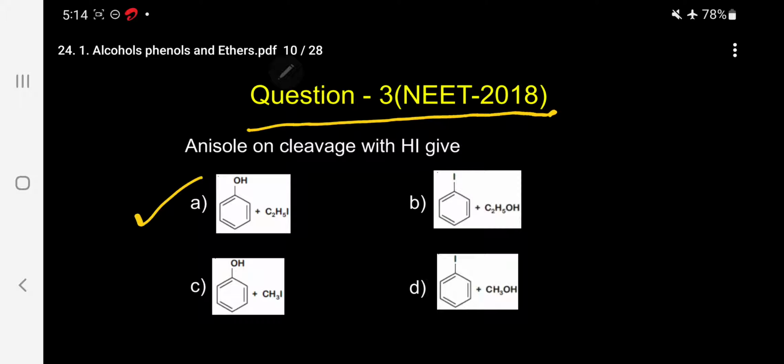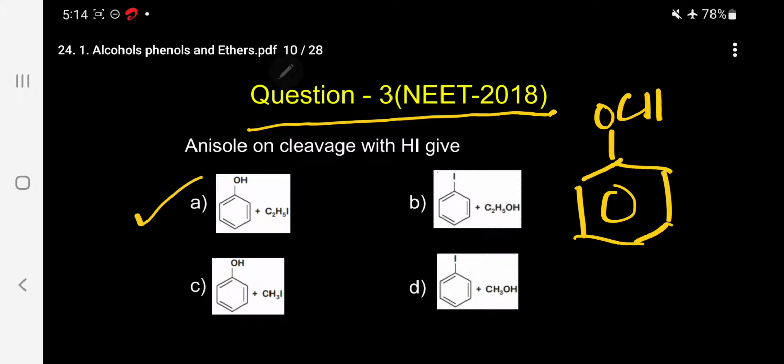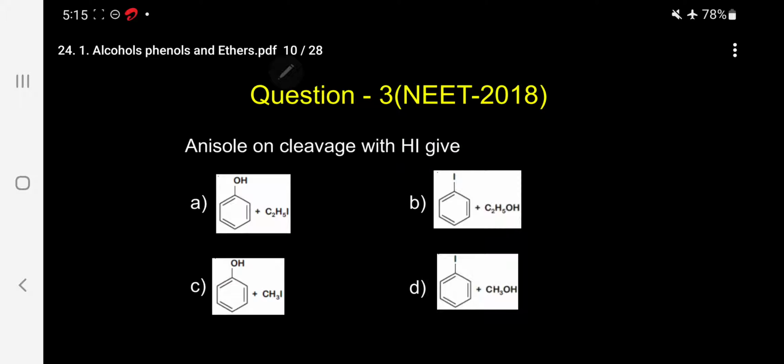First, you must know what is anisole. This question was asked under the ether, aromatic ether. What is anisole? Kindly follow. This is the structure of anisole. So, when you treat anisole, what will happen? You will see. Kindly follow.